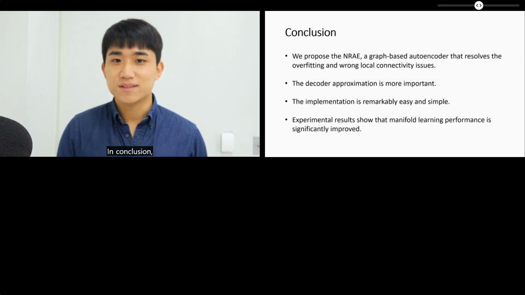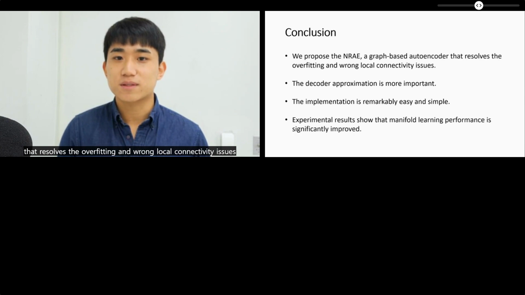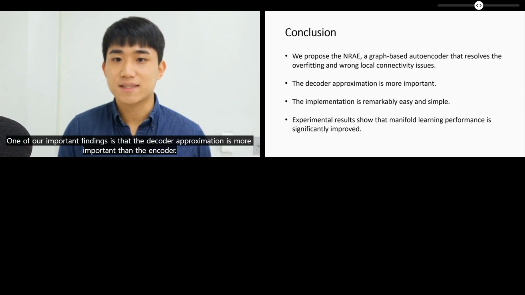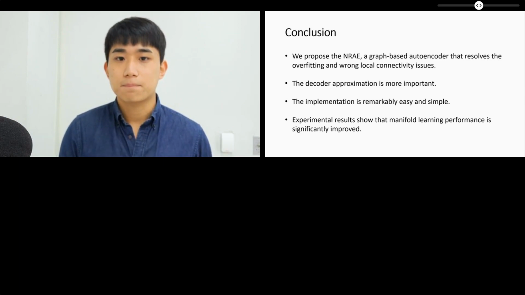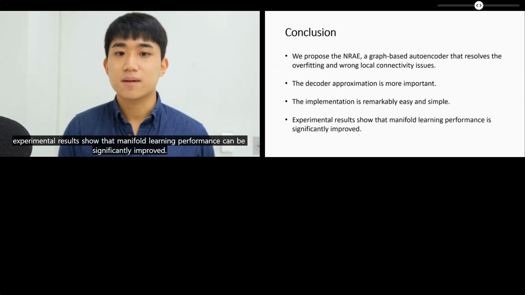In conclusion, we have proposed the neighborhood reconstructing autoencoder, a graph-based autoencoder that resolves the overfitting and wrong local connectivity issues associated with many existing graph-based autoencoders. One of our important findings is that the decoder approximation is more important than the encoder. The implementation of our algorithm is quite simple. And finally, experimental results show that manifold learning performance can be significantly improved.